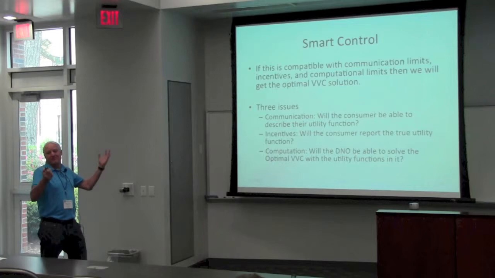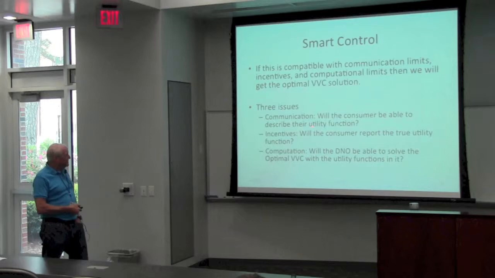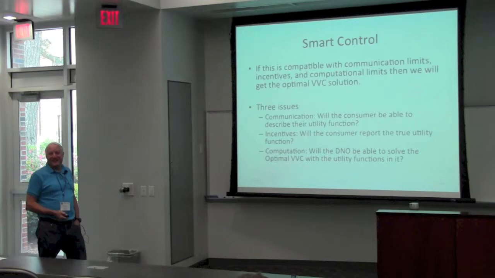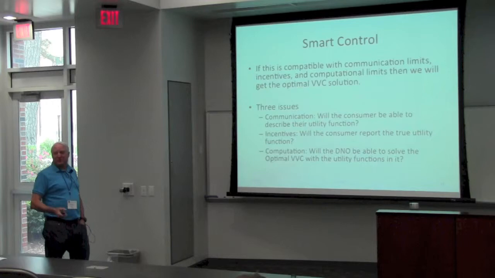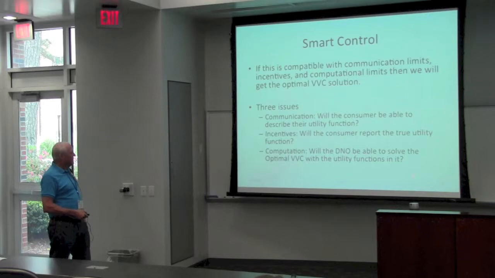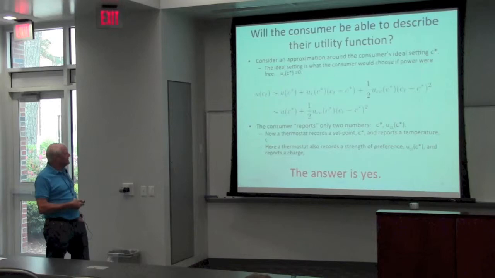What are the issues? Well, the first one is communication. Will the consumer be able to describe their utility function? And most of us can't. I mean, I don't know what my utility function for the temperature in my house is. That's pretty much a problem. Incentives: even if I could, would I report the correct one? And then finally, given all these new utility functions in this computational problem, I've just made it even harder than it was originally. And so we may not even be able to solve it. So I've got to answer those three questions at least. So let's talk about describing utility function.